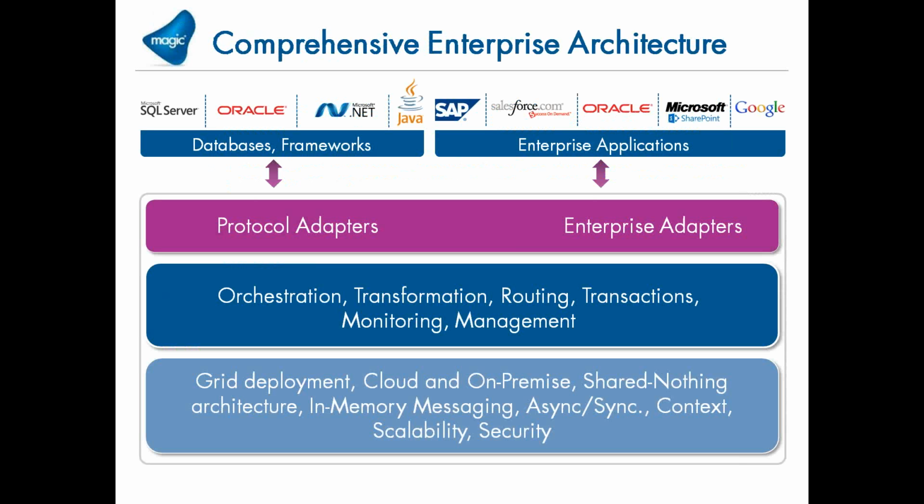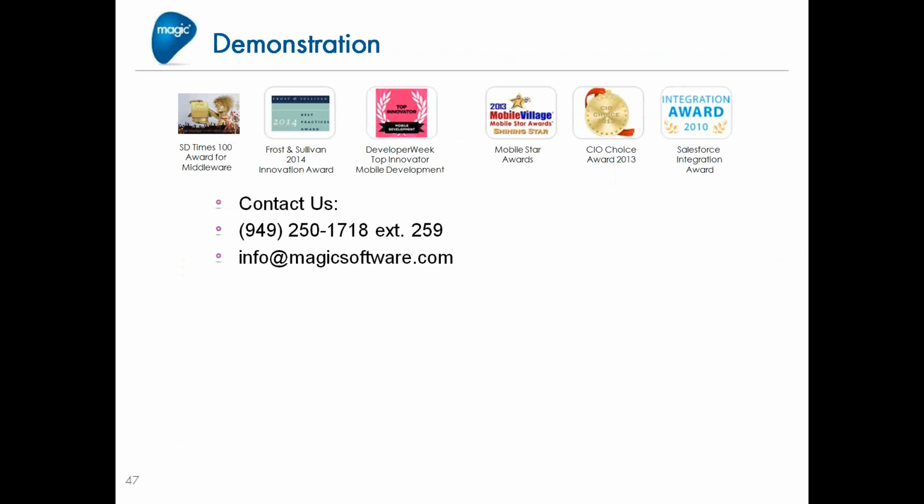So all of this architecture works together to give you the ability to orchestrate, transform, route messages, perform transactions, and importantly to be able to monitor and manage what's happening in the integration part of your deployment, all very, very scalable, as we've mentioned, and working with these various databases and frameworks and various technologies, APIs, as well as the application APIs. So we're now going to take a moment to look at how you do this.